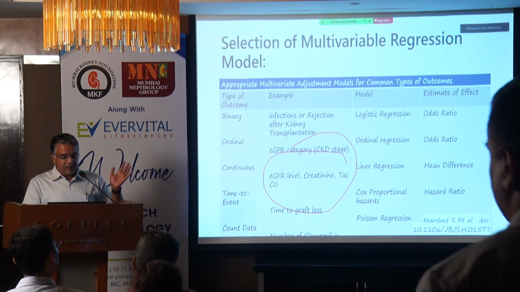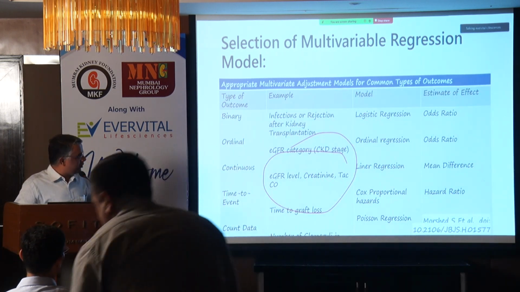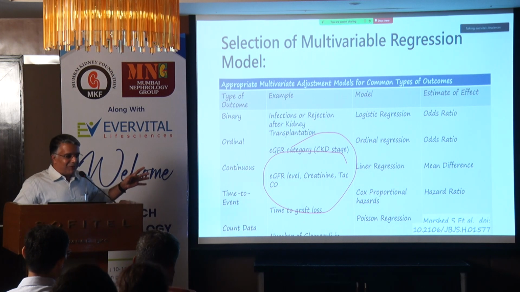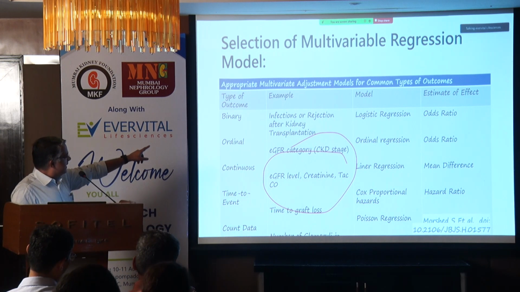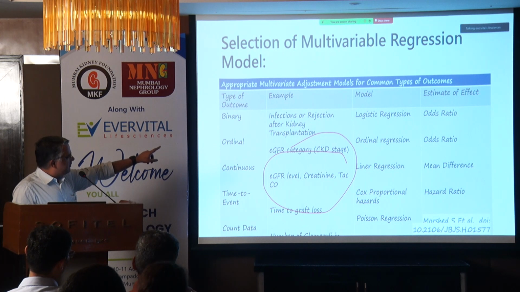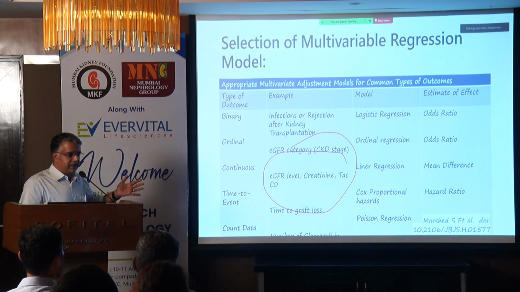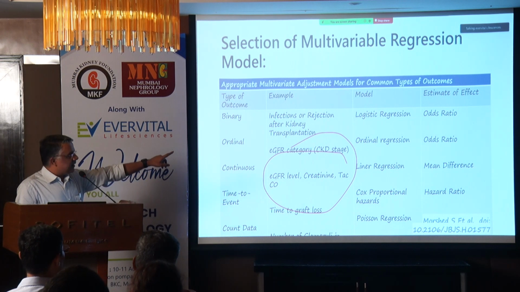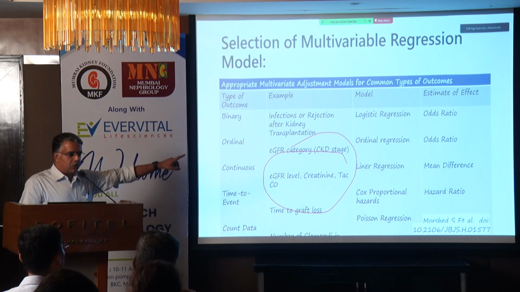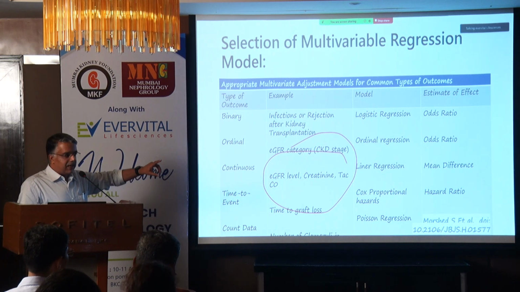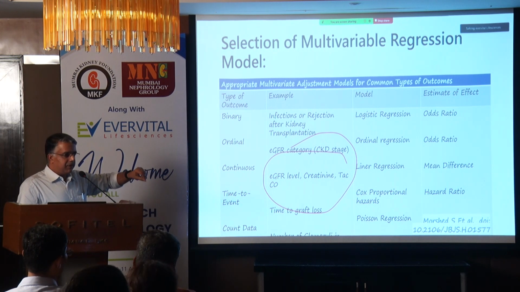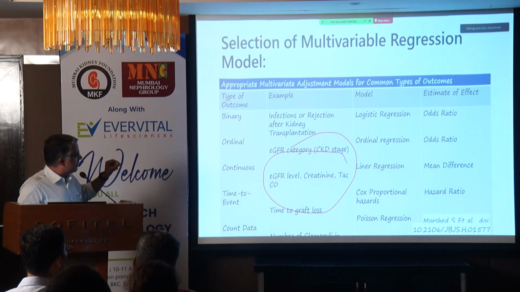So for binary variables, again the font has changed somehow, I don't know how. So binary outcomes, for example, you have infection, rejection after kidney transplant, rejection, no rejection. That is binary, yes or no. There you use logistic regression and you express it as odds ratio. Odds of something happening in one group compared to the odds of it happening in the group which is not exposed. We'll come to that again in another slide.